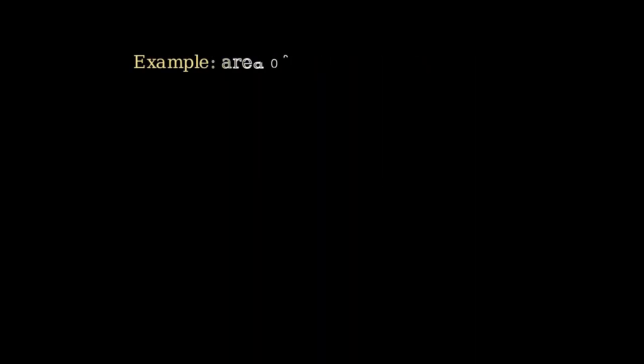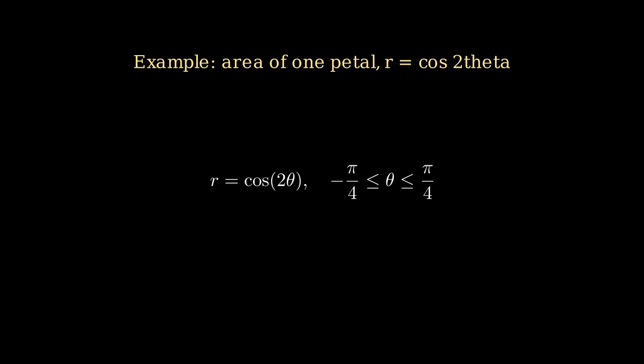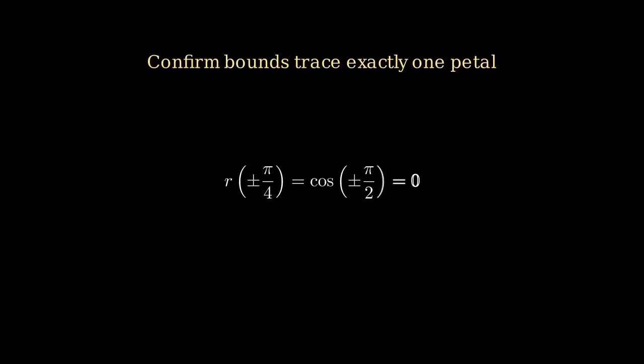Let's use this to find the area enclosed by one petal of the polar curve, r equals cosine of 2 theta, for theta between -pi/4 and pi/4. First, confirm these are the correct bounds for exactly one petal. At theta equals plus or minus pi/4, r equals 0, so the petal begins and ends there, and at theta equals 0, r reaches its maximum value, so this range traces out one complete petal, no more and no less.